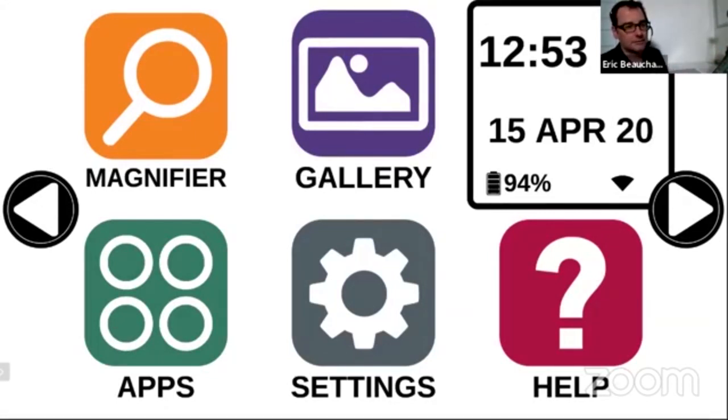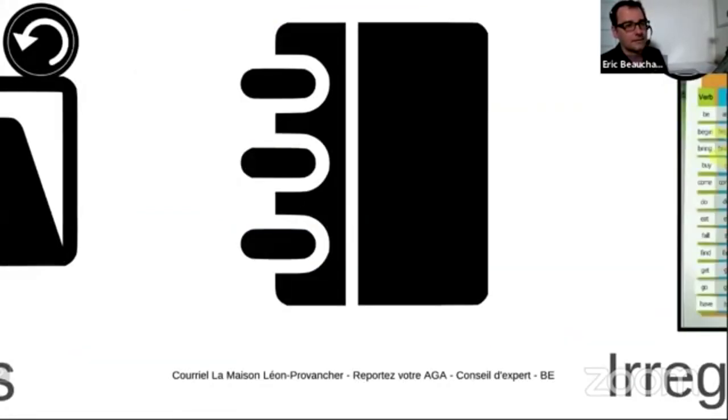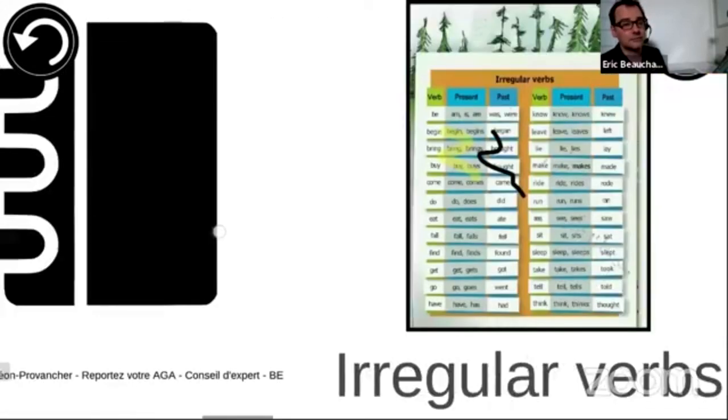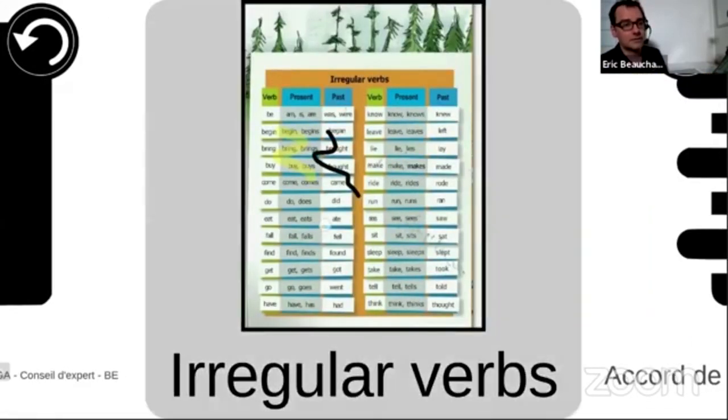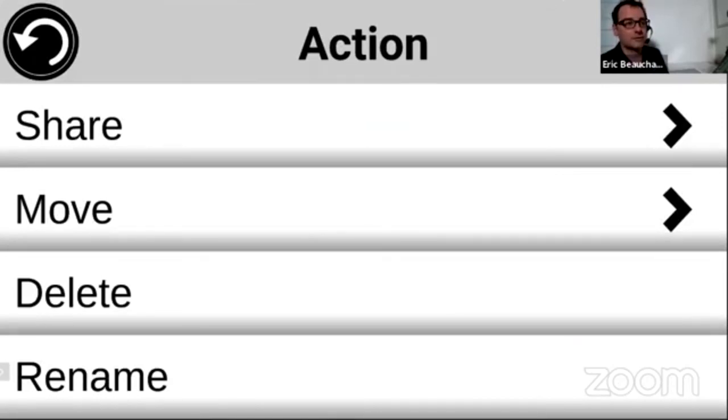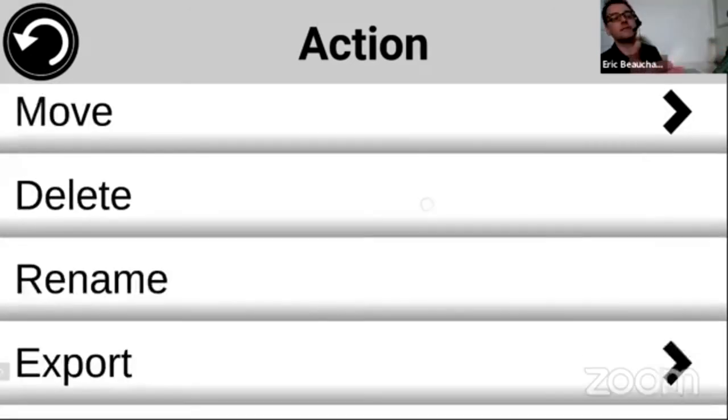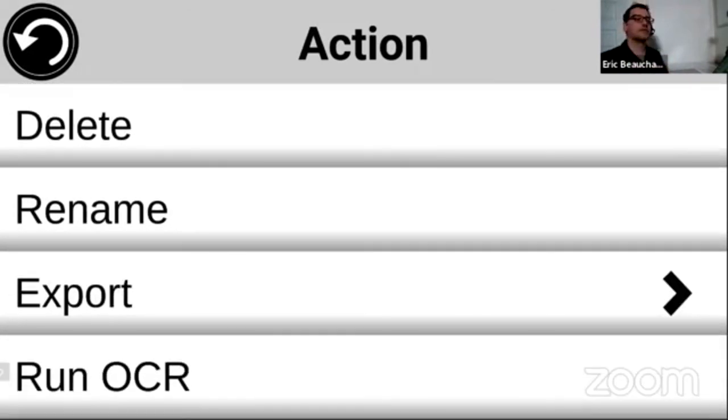So if you go into Gallery, you press and hold on the image. Let's take your irregular verbs there. That's an image here. Press and hold. When you press and hold in the gallery, that's going to bring you to an action menu for that particular object. What do you want to do with it? I can share it, move it, delete it, rename it, export it. So I have several actions that I can do with that image.